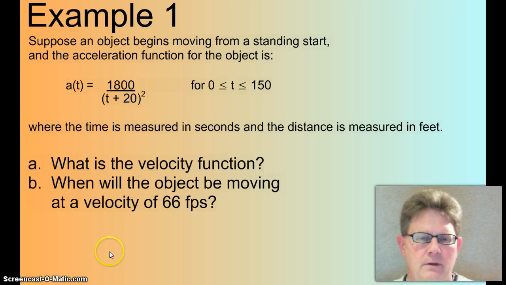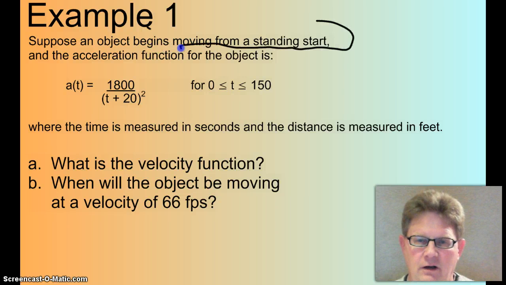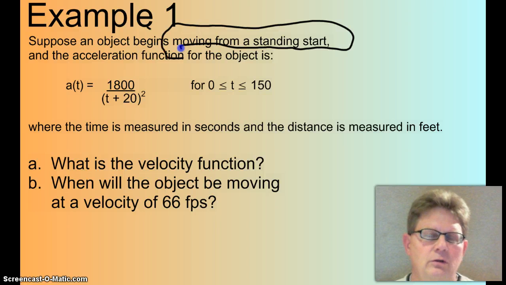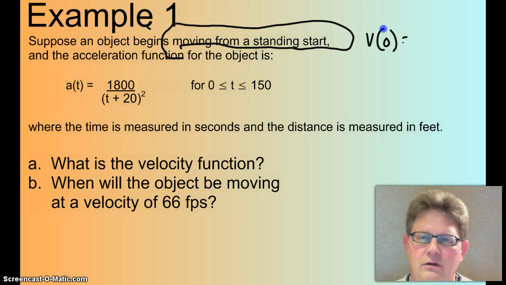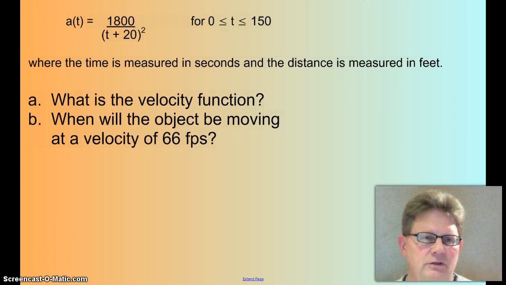Alright, we're back. Hopefully you read this with some words, and you noticed something very important up at the top there, that this begins moving from a standing start. That tells you what the initial velocity was. So v of 0 equals 0. Hopefully that will help you as we move along. Alright, so what is the velocity function?